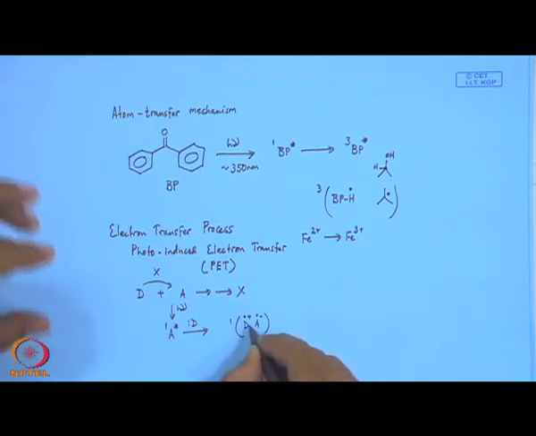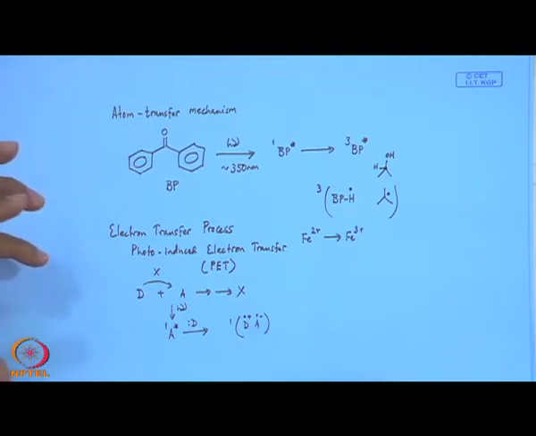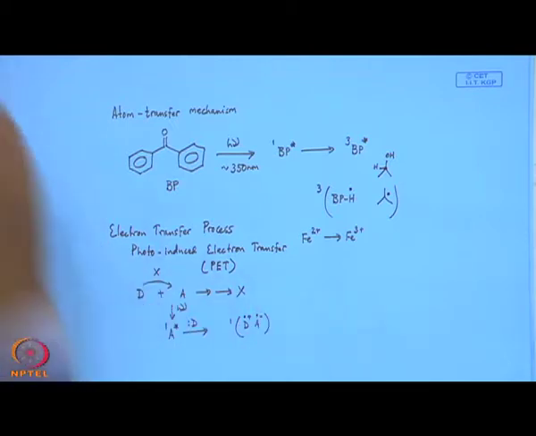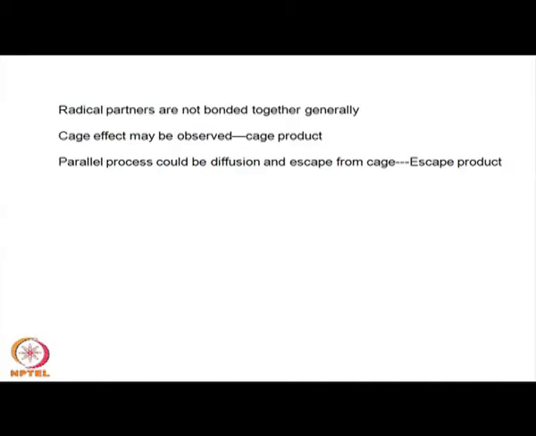So it will evolve with time. I mean, its spin state will evolve with time. Maybe it will move on to a triplet state, or maybe while it is in the singlet state, it will undergo back electron transfer from this acceptor to the donor, giving rise to the ground state species again. Okay.